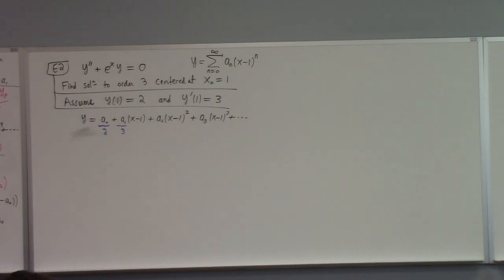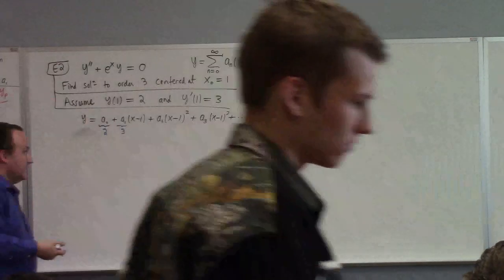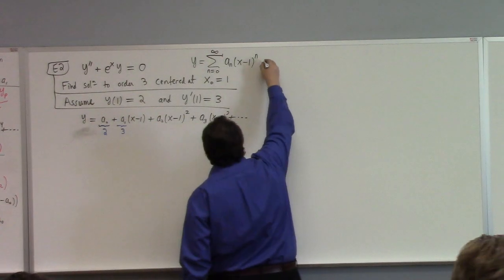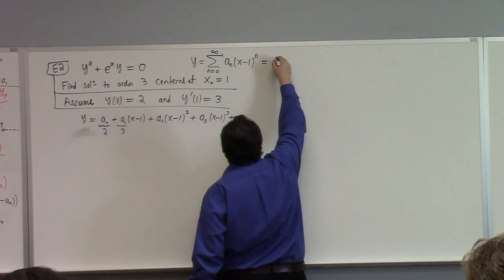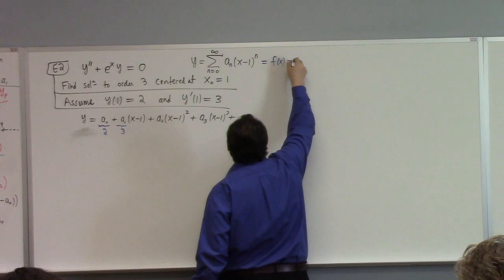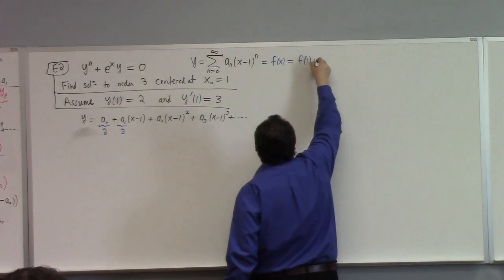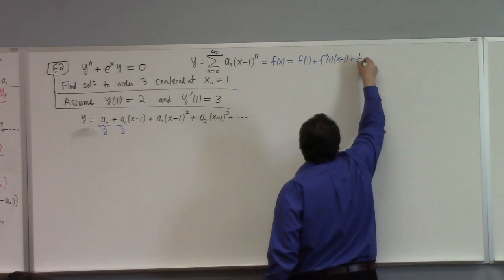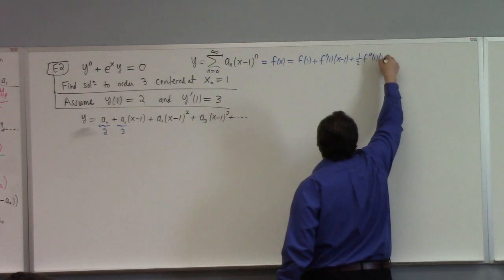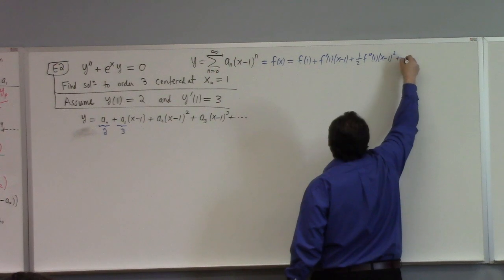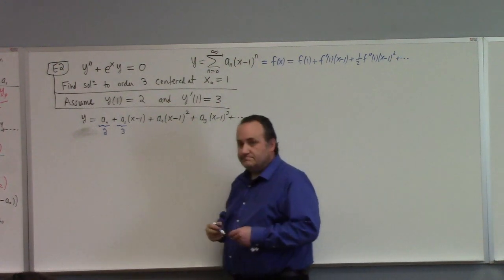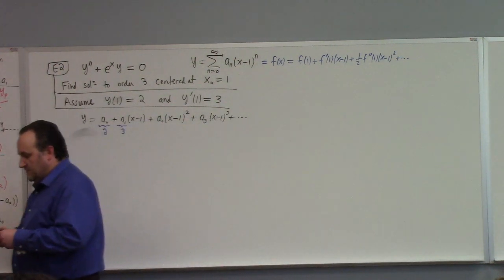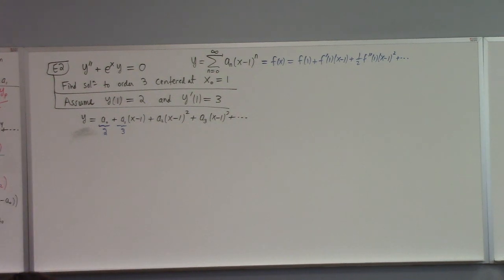Because again, the meaning of the 0th, if this is equal to f of x, right, then that's equal to f of 1 plus f prime of 1 times x minus 1 plus 1/2 f prime prime of 1 times x minus 1 squared plus dot, dot, dot, right? Taylor's theorem. So Taylor's theorem says there's a relation between the derivatives and the values of the coefficients.